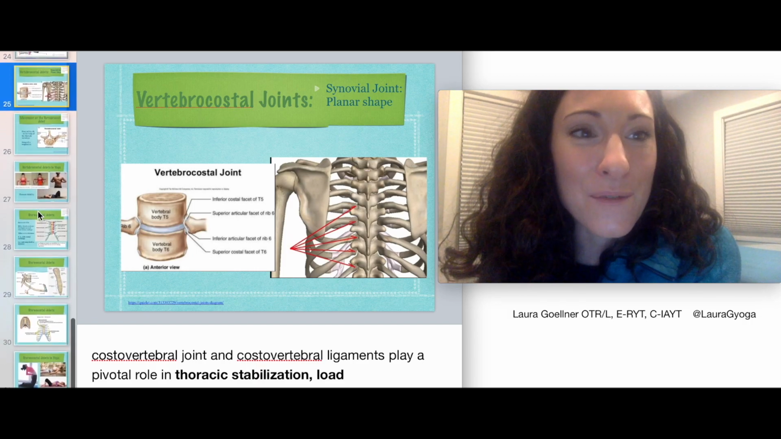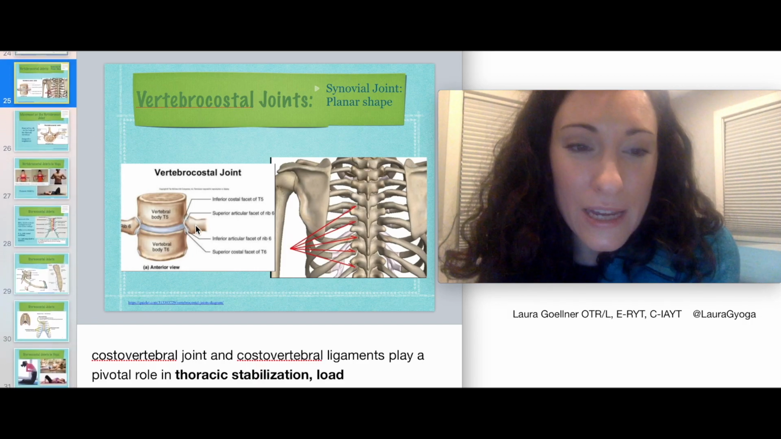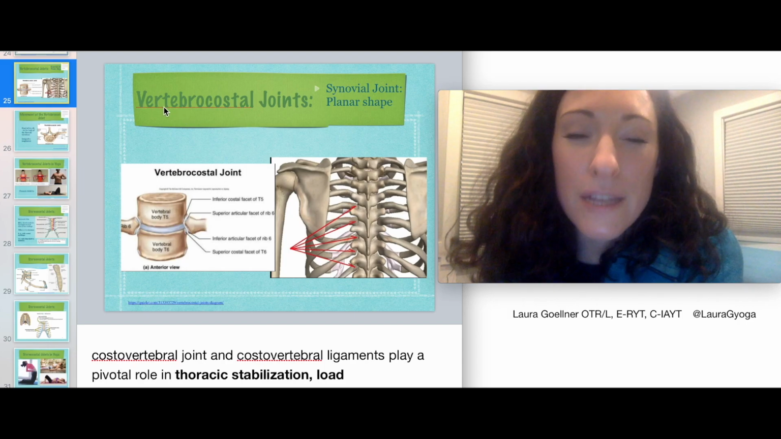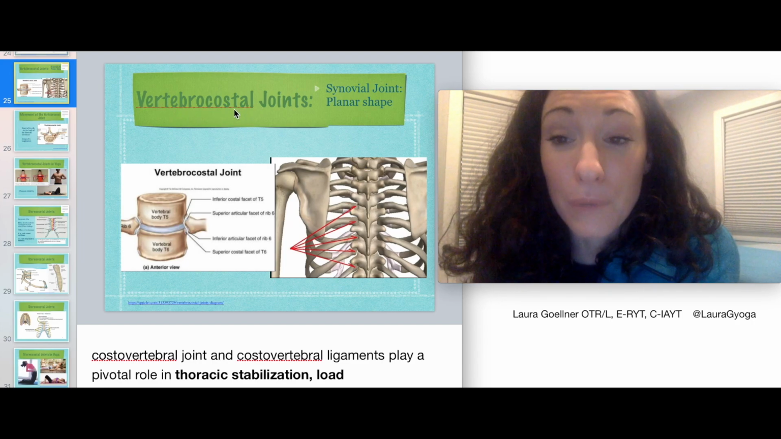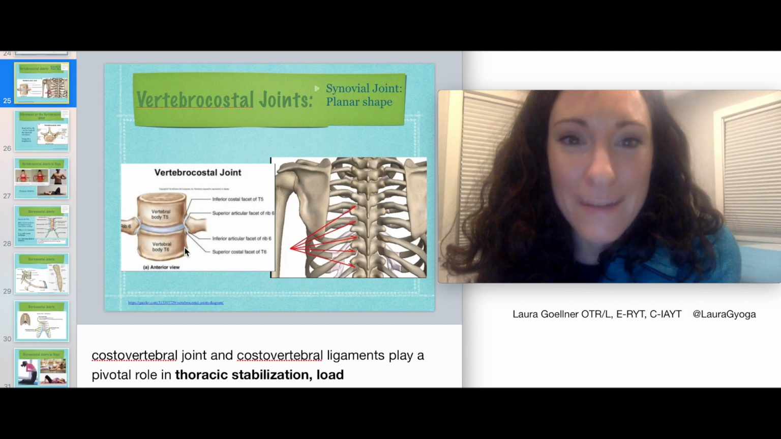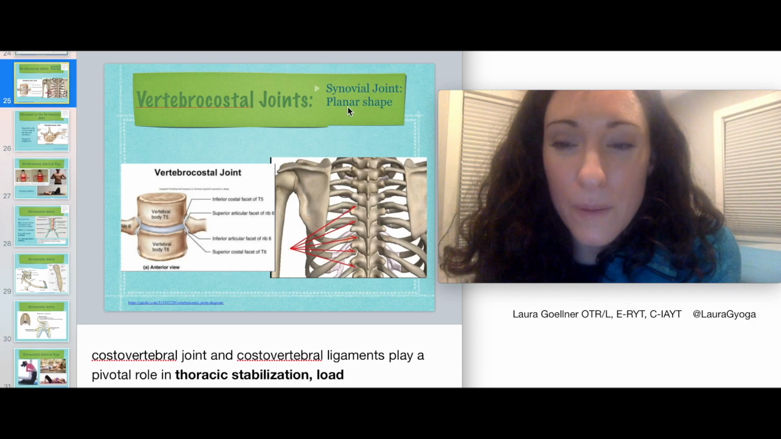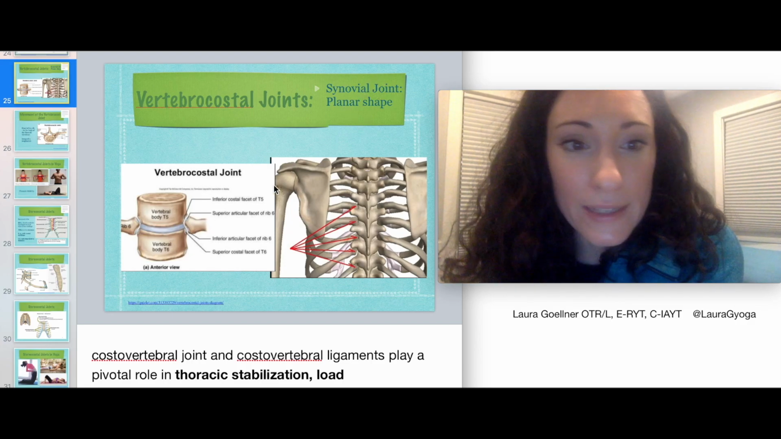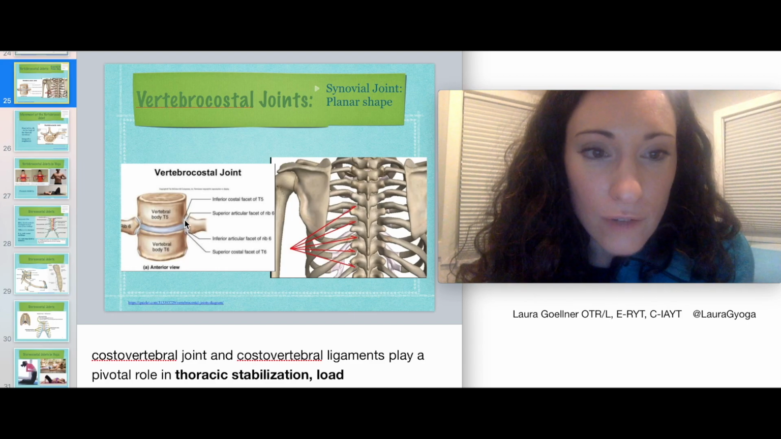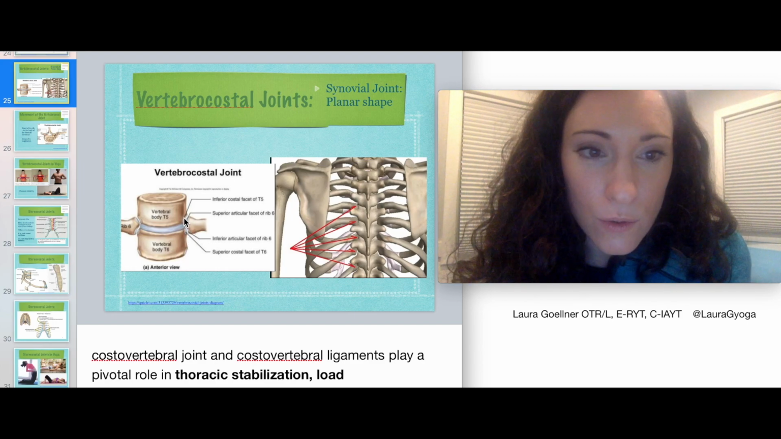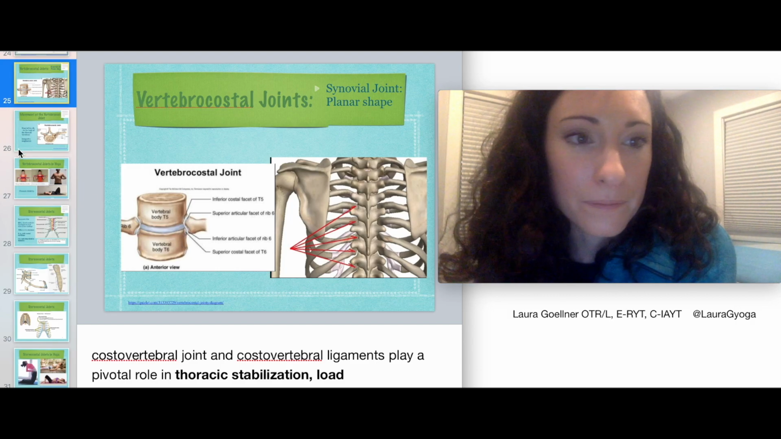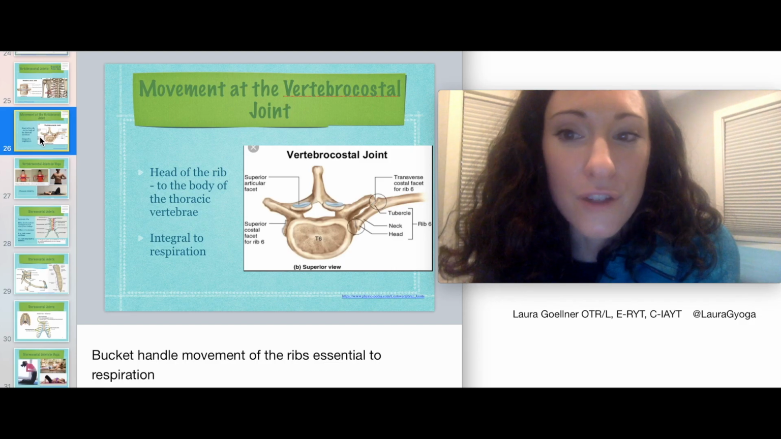All right, so then we have the connection between the ribs and the thoracic spine. The vertebro-costal joints. Vertebrae plus rib or costal, and that is the name of this joint. So it's a synovial joint, but it's a plane joint, just like the facet joints. And you can see there that each rib is going to have a little bit of attachment to the superior and the inferior vertebra on the thoracic spine.